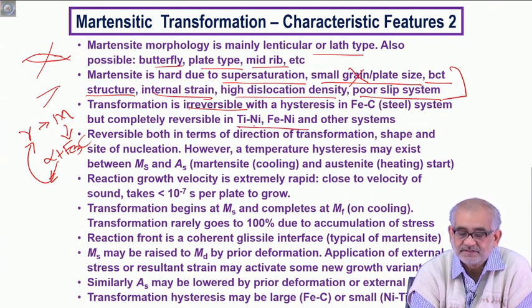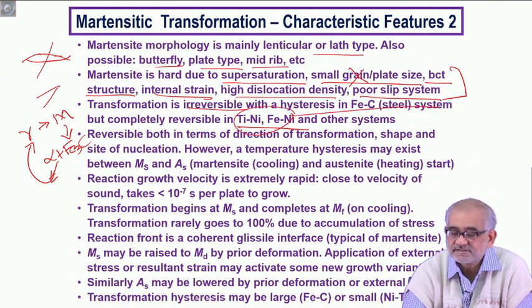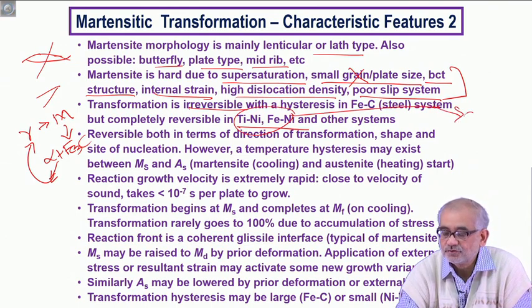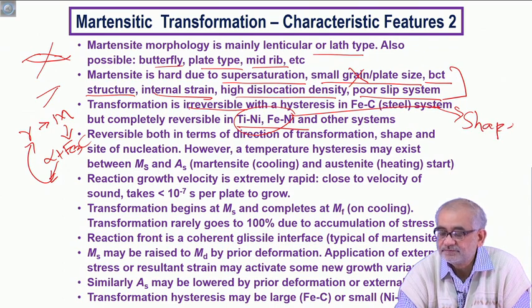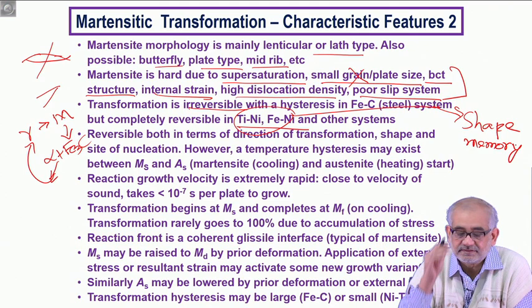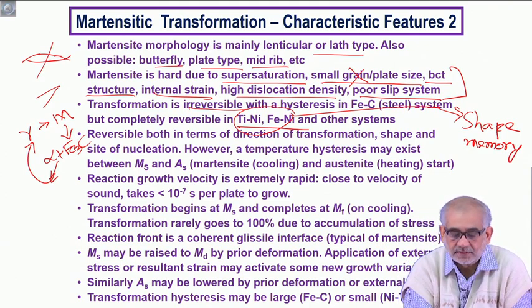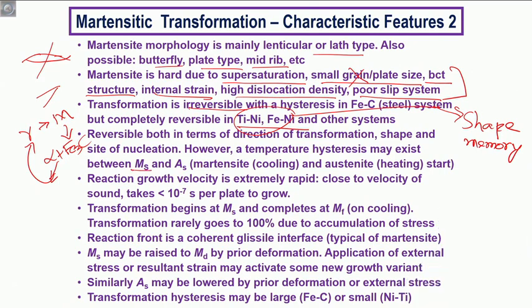For example, titanium nickel, iron nickel, and it is because of these reasons that these classes of alloys typically show the phenomenon called shape memory, which is totally absent in case of steel. Now, the transformation occurs basically below a temperature called Martensite start.